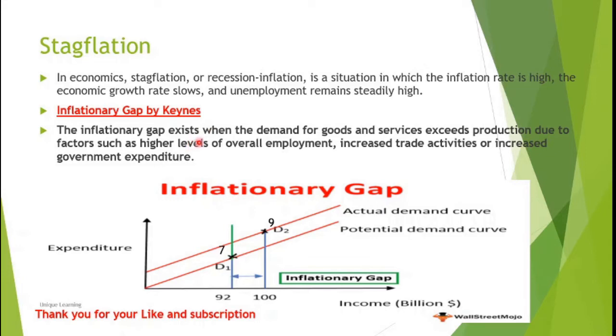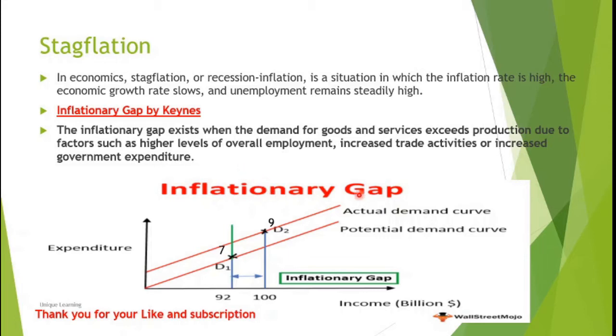Now let us understand this point. This gap exists when demand for goods and services exceeds production due to factors such as a higher level of overall employment, an increase in trade activities, or an increase in government expenditures. If you observe all these three activities, they are actually adding to the income of the consumer. So if these three activities are happening in the economy, ultimately it will increase the purchasing power of the consumer, because it is increasing their income.